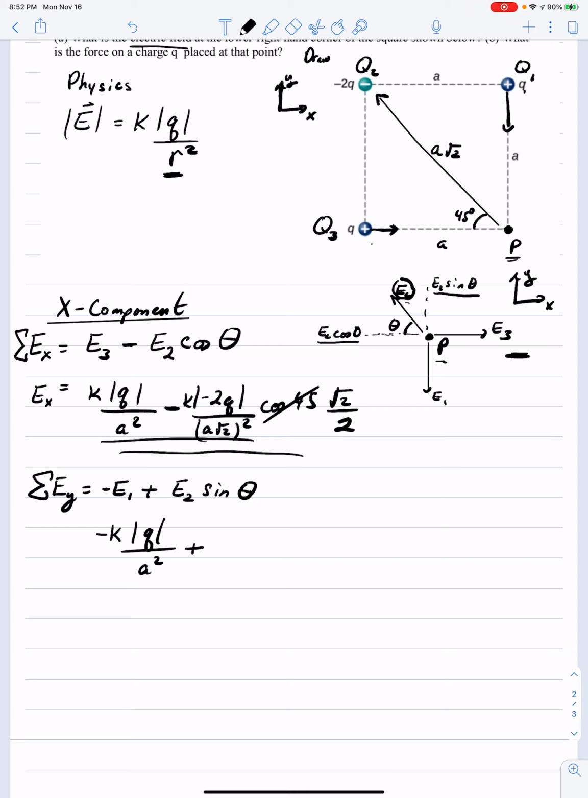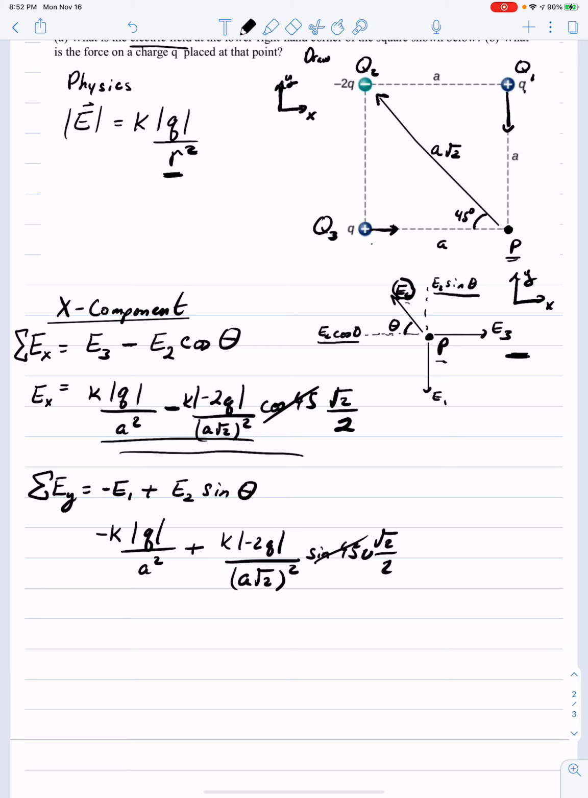plus K negative 2Q over A square root of 2 squared times sine of 45, and this will also equal the square root of 2 over 2. And I can just erase this.